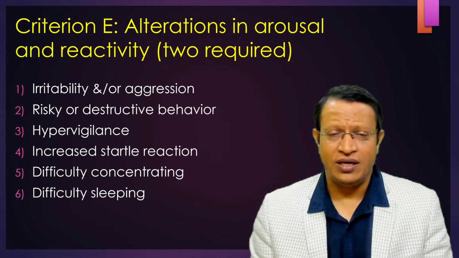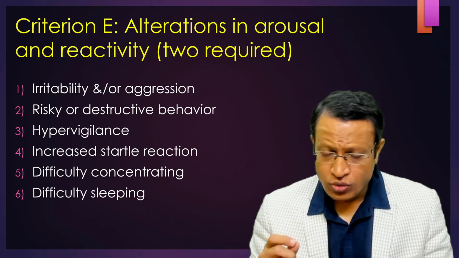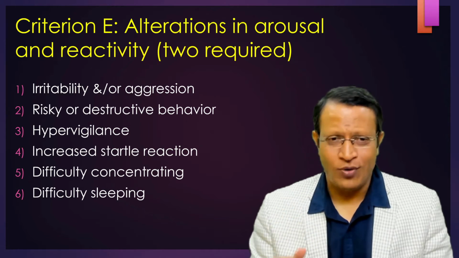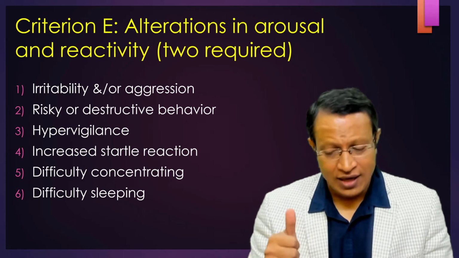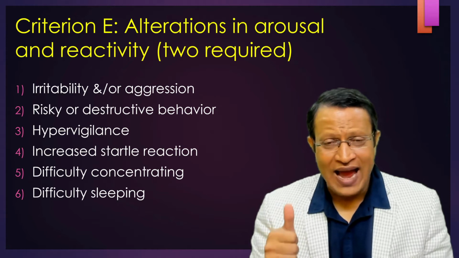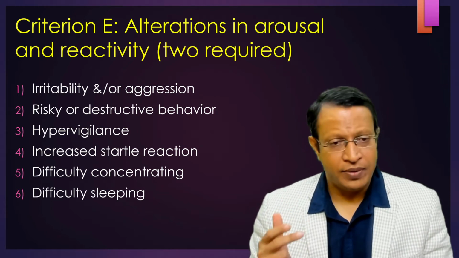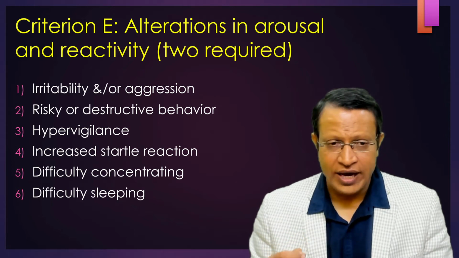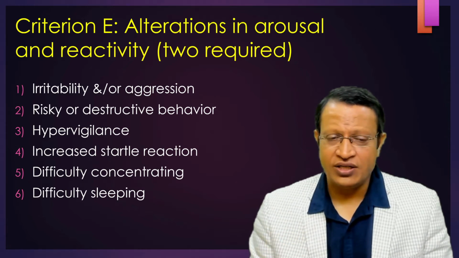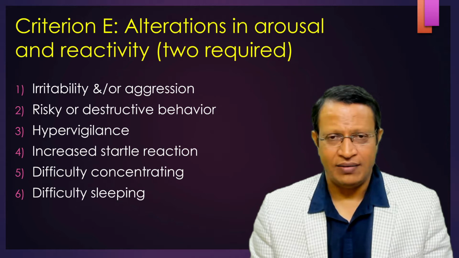Moving to criterion E, alteration in arousal and reactivity, 2 are required. That is, irritability and or aggression, risky or destructive behavior, hypervigilance, increased startle reaction, difficulty in concentration, and difficulty in sleeping. At least 2 are required in criterion E.